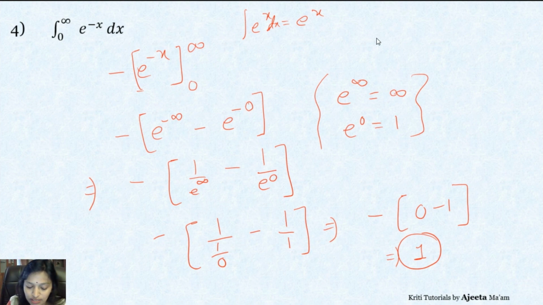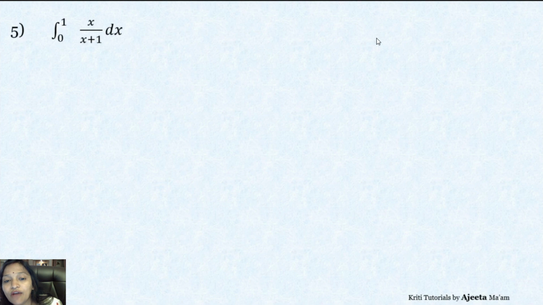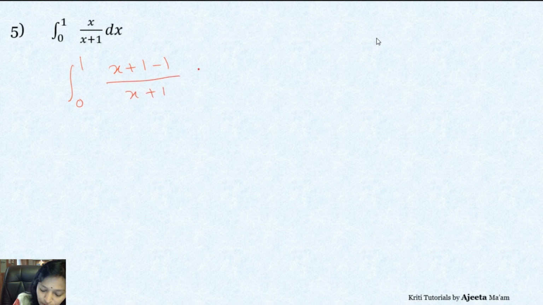Now let's move on to the next. Now here we have another question. 0 to 1 limits, x upon x plus 1. So now what can we do? Just think of integration first. We can add and subtract 1 to simplify our function. So now we can get this and now we separate the function into two functions. So limits, yes, will come with both the functions, correct. So this is how we move on. Clear? So now let's do it.